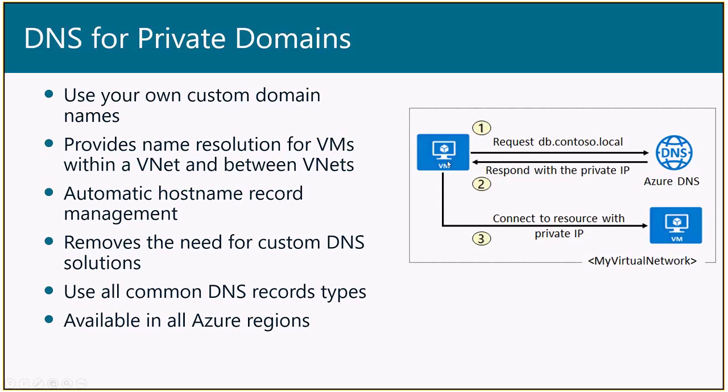So this is the client VM. The request is db.katoso.local. It's going to go out to the DNS server, which responds with a private IP. You're going to use that private IP to connect to another server or whatever resource you're trying to connect to. But this all happens in-house, as we call it. It doesn't need to go out to the internet because this is in the same virtual network. You're not going out from your network either.